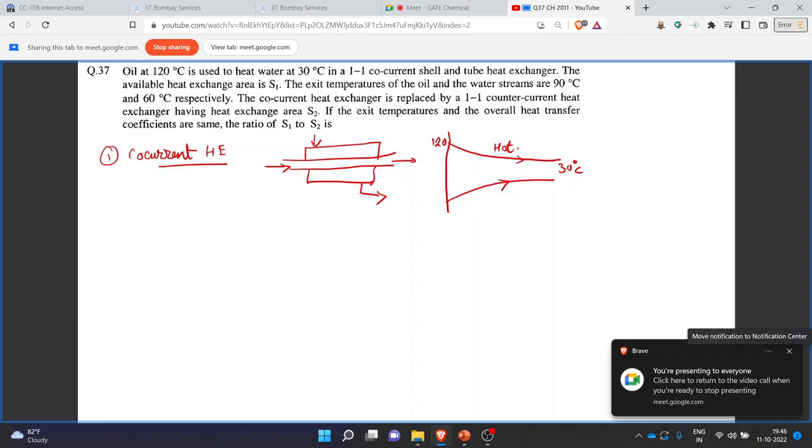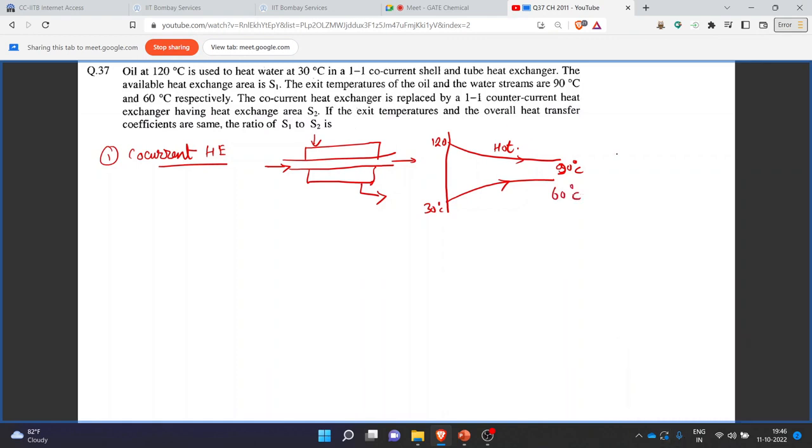For the cold fluid, the oil at 120 degrees Celsius is used to heat water at 30 degrees Celsius. So the inlet temperature of water is 30 degrees Celsius, and for the hot fluid it is 120 degrees Celsius, and the exit temperature we have been given as 90 for the hot fluid and 60 for the cold fluid. And for this case we are having the heat exchange area as S1.